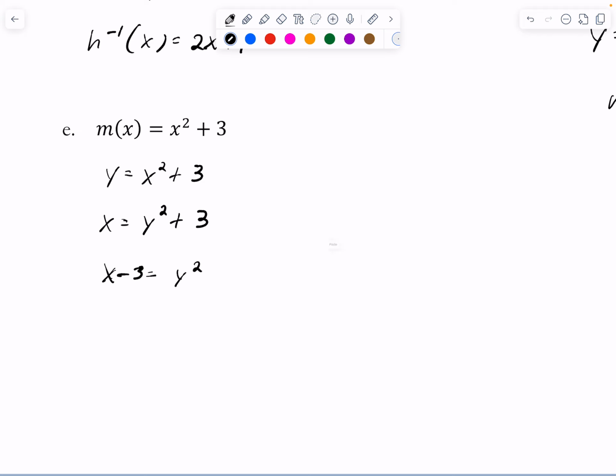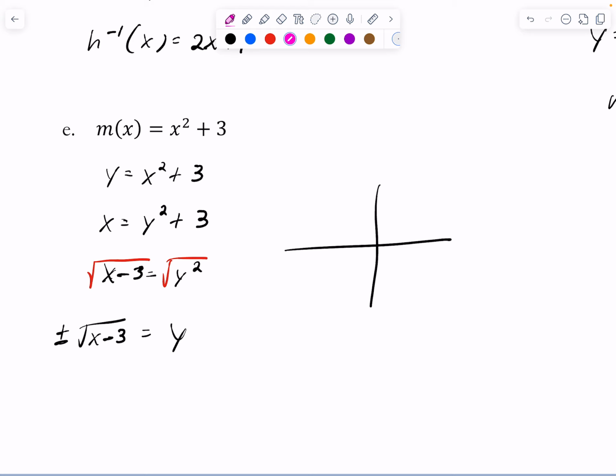All right, now here's the thing. I want to get rid of that square. So I do need to take the square root of both sides. But when I do that, I need to make sure that I put plus or minus in front of this. And this is where alarm bells go off in my head, because if I graph this, that's 3 units to the right. So again, we have this piece. But because of that plus or minus, I also have the piece down here.